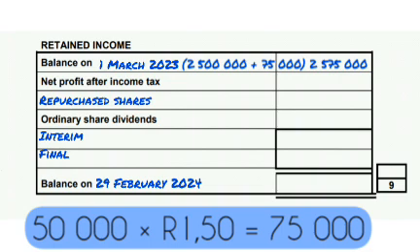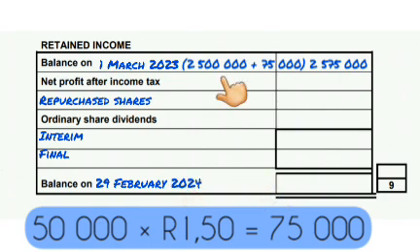So if I want the balance on 1 March, that would be the date before they bought back those shares. So I need to add back the 50,000 shares, but I need to add them at their value. That's why you are seeing in my calculations, I said 50,000 multiplied by the R1.50 that they said I bought them for. It gives me 75,000.